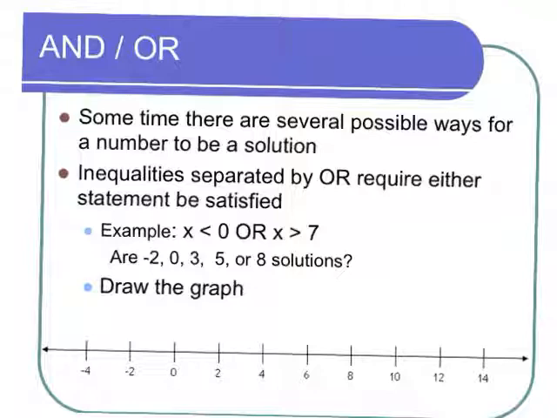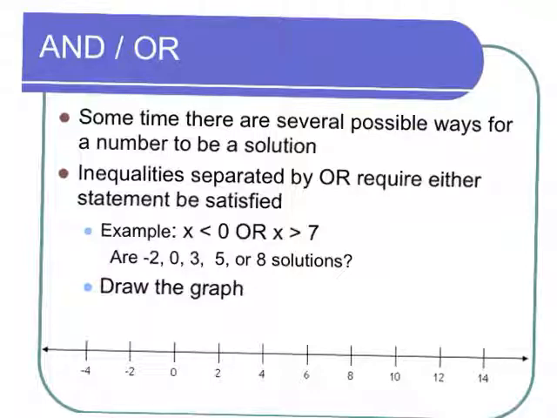So in the example that's here, x is less than 0 or x is greater than 7 means there's 2 options, 2 ways for a number to become a solution. That should result in more solutions then, because if you don't make it the first time, you've got a second way to possibly get in.